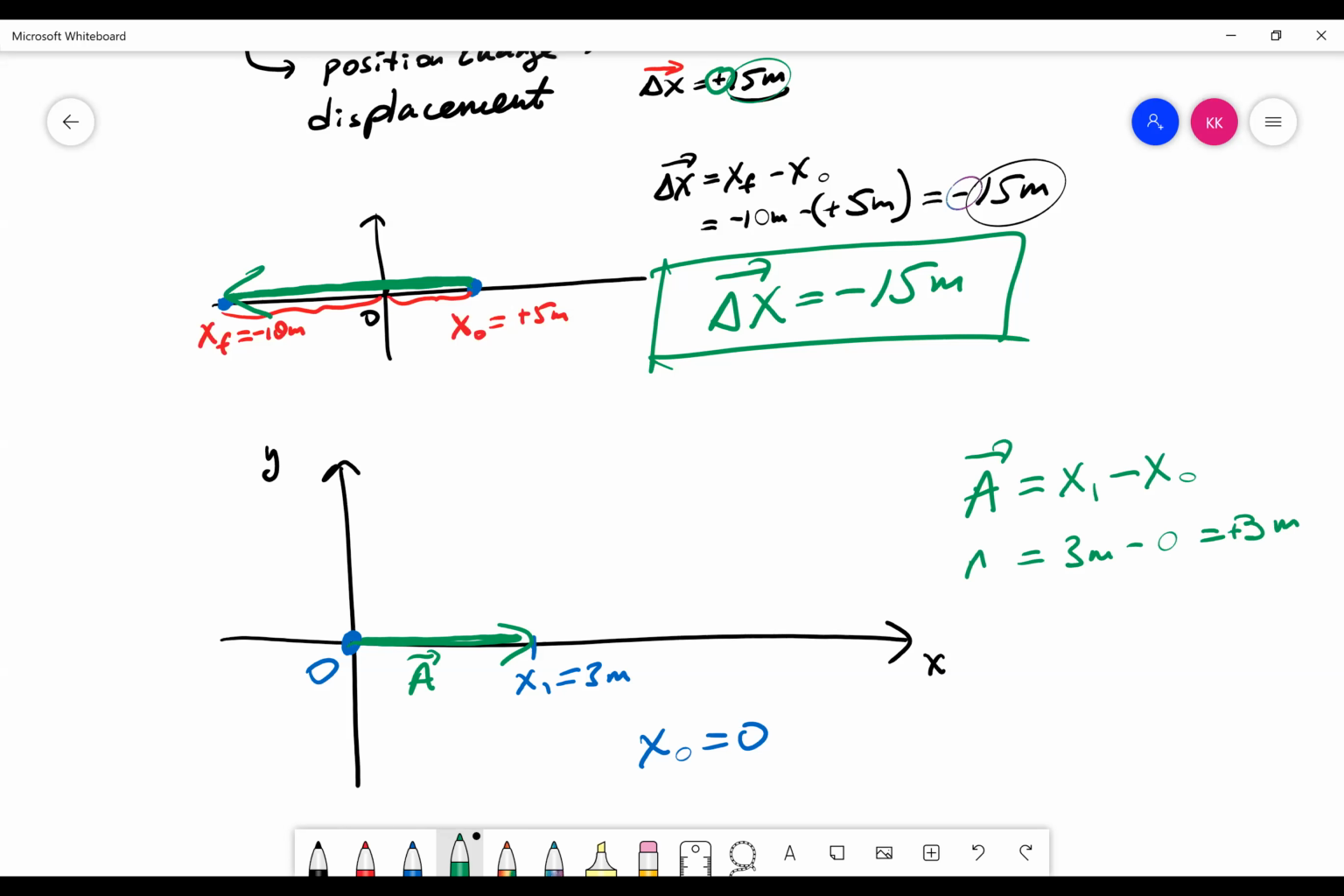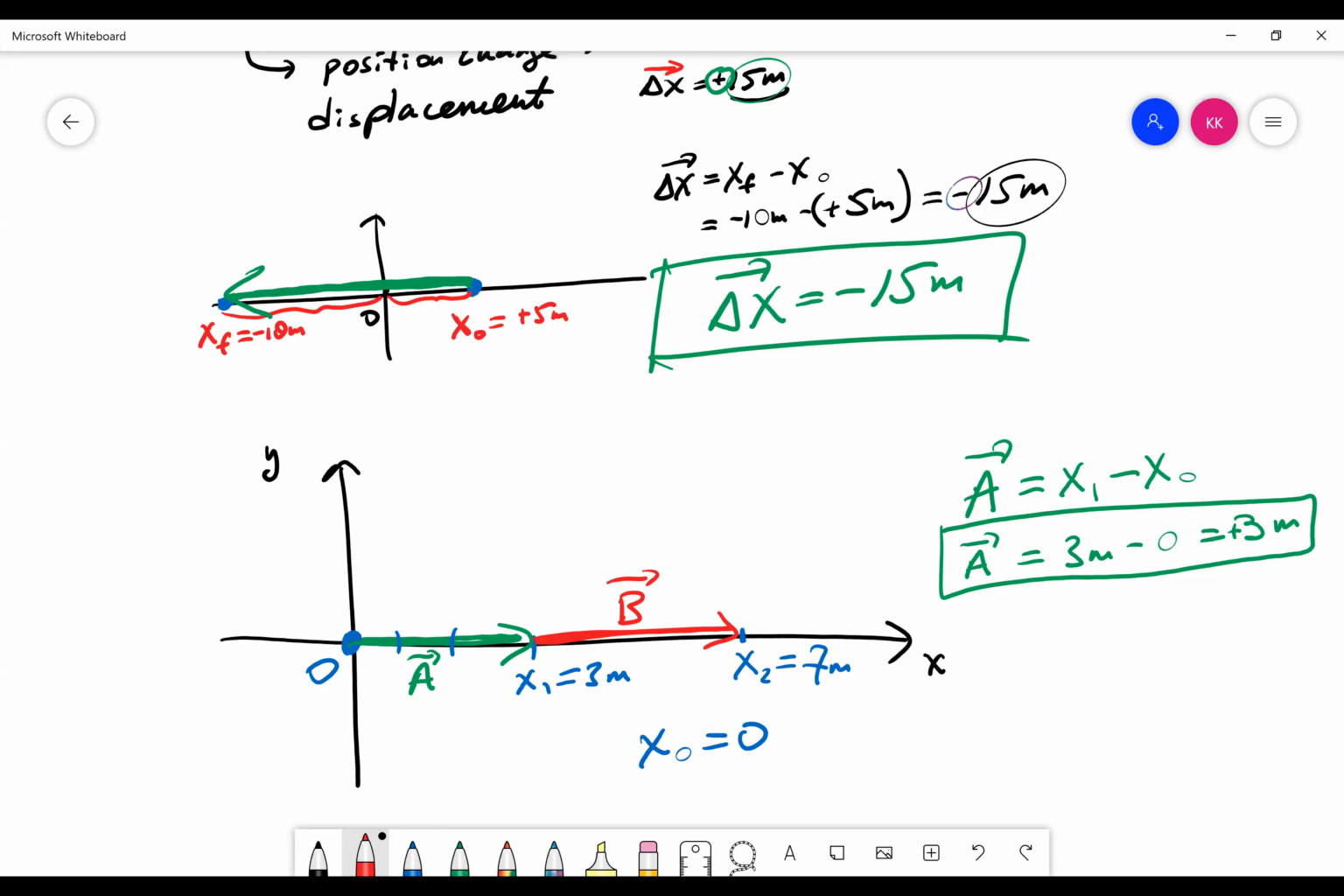That means my A has a magnitude of 3 meters and is to the right. And that's what you can see: 1, 2, and 3. Let's say after that, the object stays a little bit and then moves on to another point, right here, x2. And x2 is maybe 7 meters. That means I now have a new vector going from x1 to x2. Let's call this vector b.